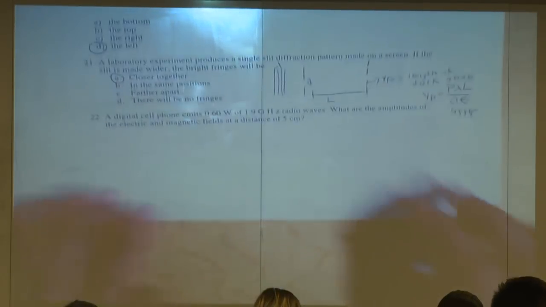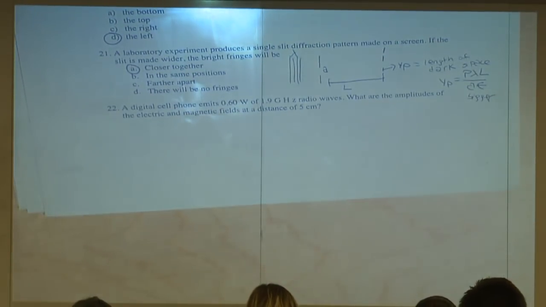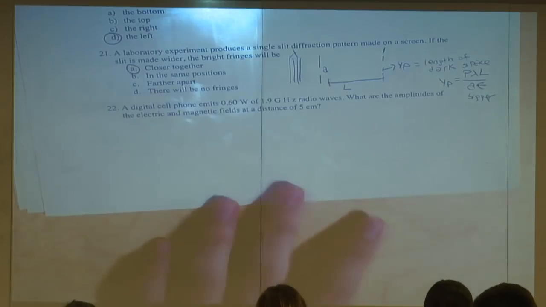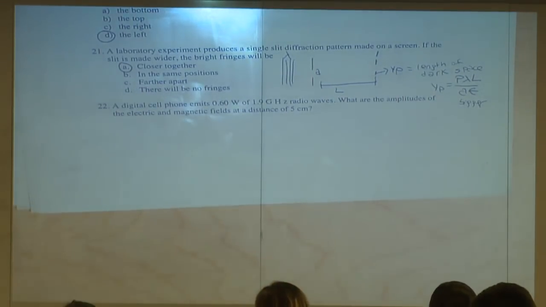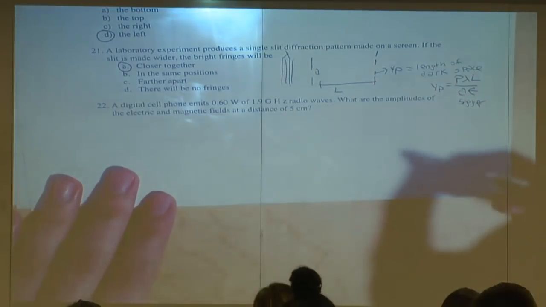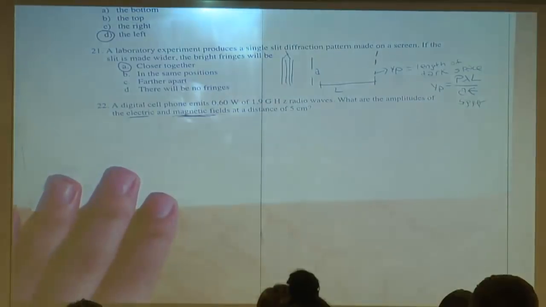So number 22. A digital cell phone emits 0.6 watts of 1.9 gigahertz radio waves. What are the amplitudes of the electric and magnetic fields at a distance of 5 centimeters? This is a very similar question to ones we've done before. Whenever you're given questions about the electric and magnetic fields, finding both of them, immediately think of the intensity equations.